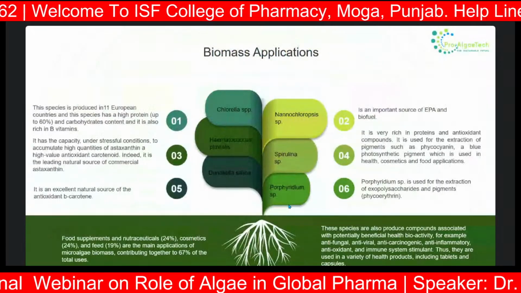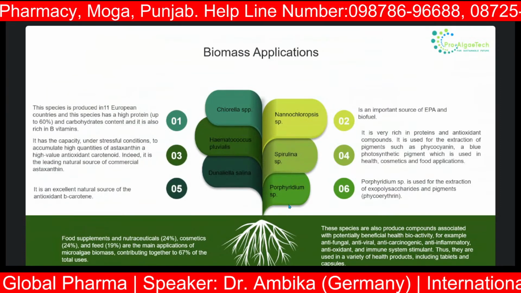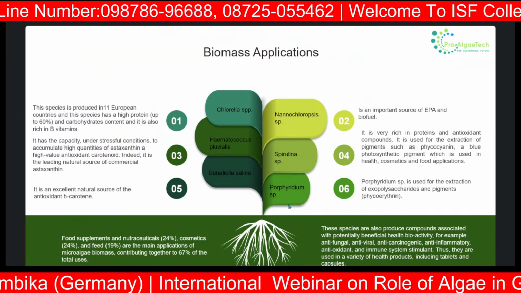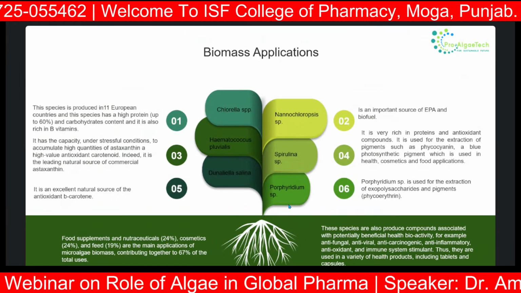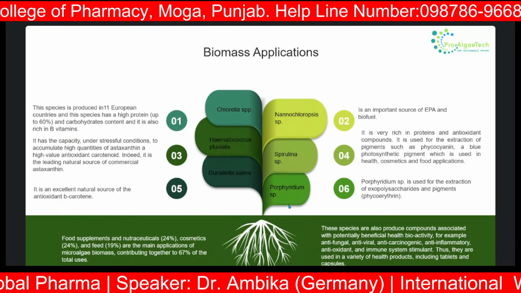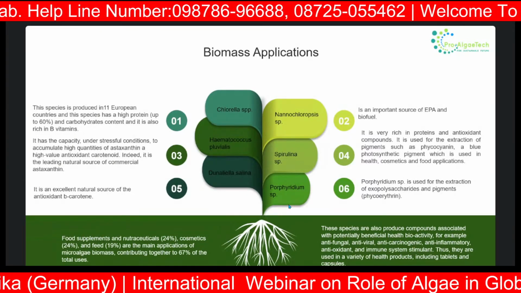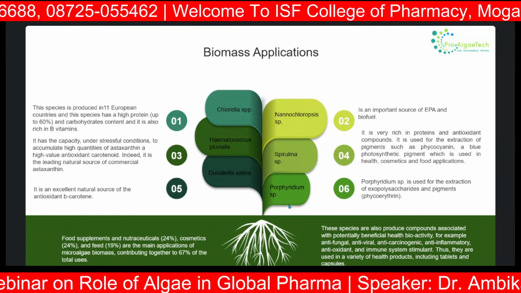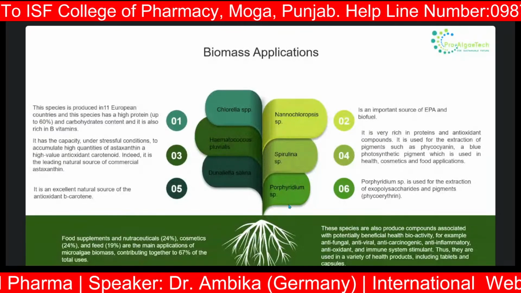So, biomass applications. Why am I showing only 6 species in this slide? These 6 species are the most cultivated species in Europe. For example, the Chlorella species is produced in 11 European countries, has high protein up to 60% and carbohydrate content, and is also rich in vitamin B. Chlorella is considered one of the most grown species in European countries. This protein is used in the food industry as a food ingredient and also in the pharmaceutical industry.